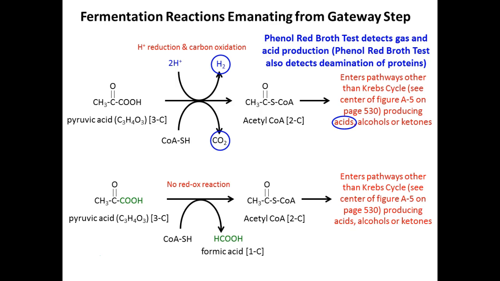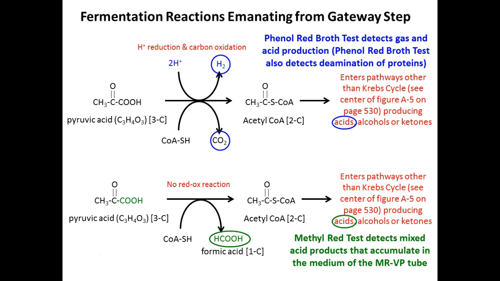So your phenol red broth test detects both gas and acid production. In the case here, notice carbon dioxide gas and hydrogen gas were produced by this form of fermentation. This test can also tell if the organism utilized the protein source by deaminating it, and that's when you get the pink result. Your methyl red test is a pH test as well, and this lets you know if a large amount of acids, mixed acid fermentation, has happened.